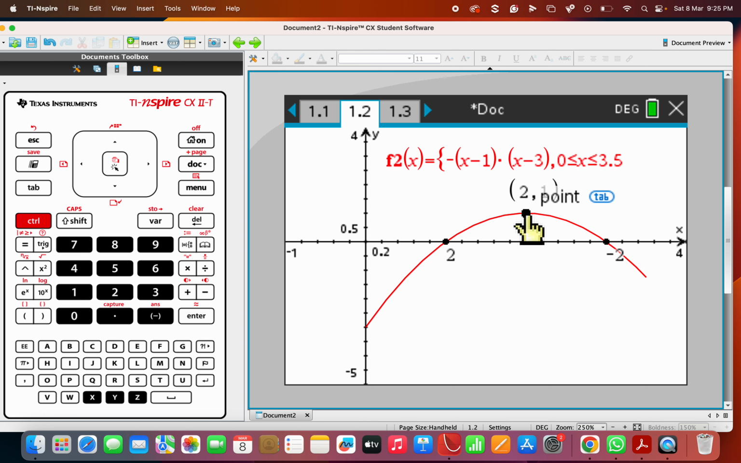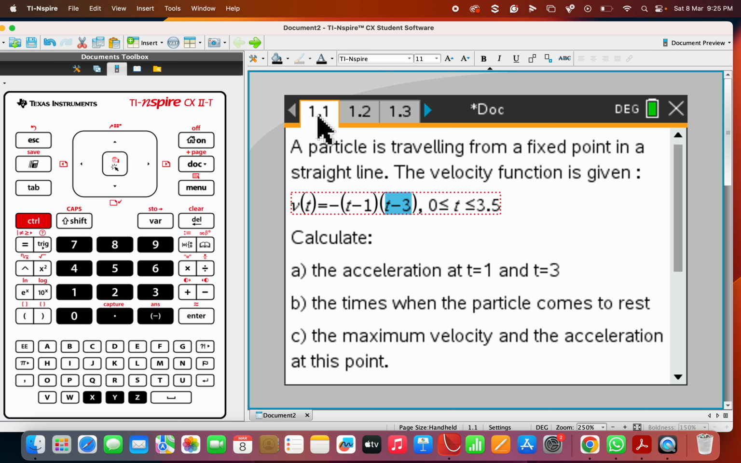Now the gradient at this particular point, can you see, is 0. There is 0 acceleration. Now that makes sense. If there's zero acceleration, the particle is neither speeding up nor slowing down, so it must have reached its maximum velocity. Maximum velocity 1 meters per second. Let's go back again.